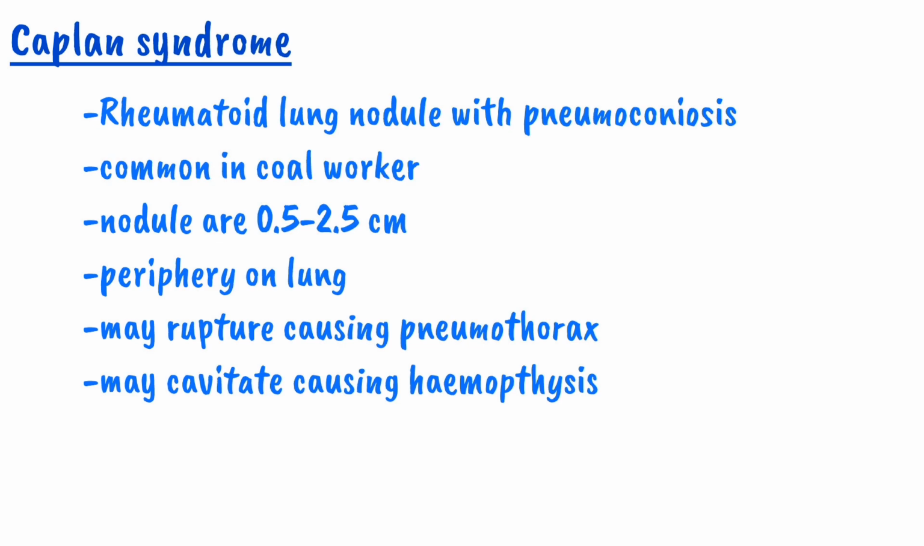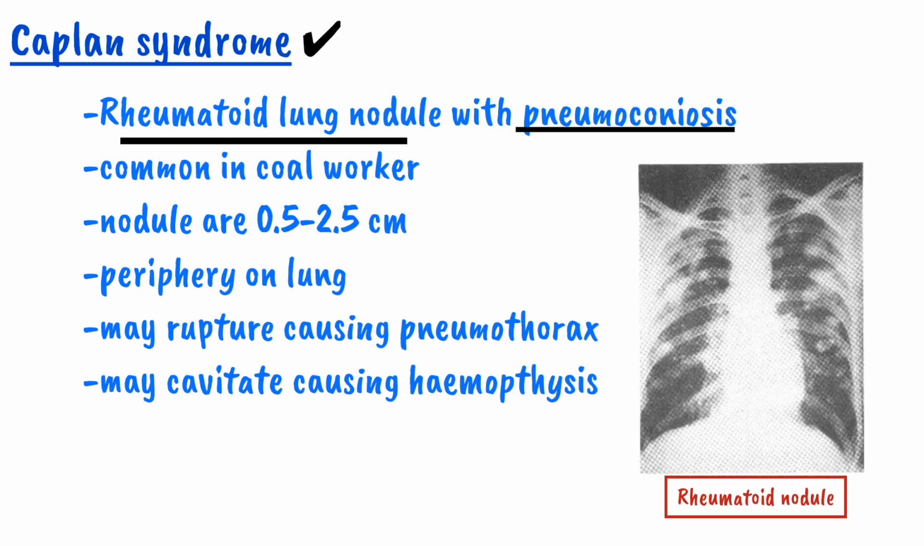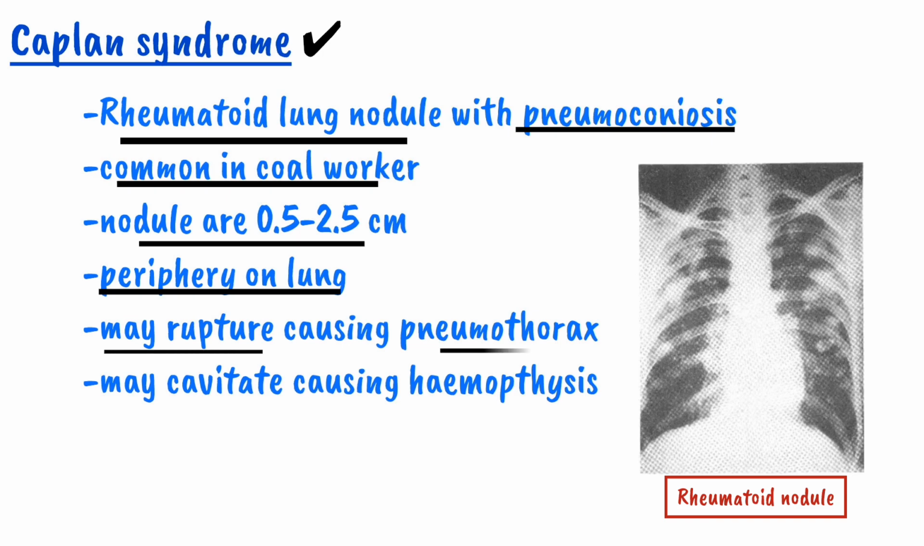We will conclude our discussion by studying a few syndromes which are associated with rheumatoid arthritis. The first one is Caplan syndrome. Caplan syndrome is a rheumatoid lung nodule with pneumoconiosis. It is most common in coal workers. There are nodules formed at the periphery of the lung, which are about 0.5 to 2.5 centimeters. These nodules may rupture, causing a pneumothorax, or these nodules can cavitate, causing hemoptysis. Remember that these nodules may sometimes be confused for tuberculosis, so we should rule out this condition.